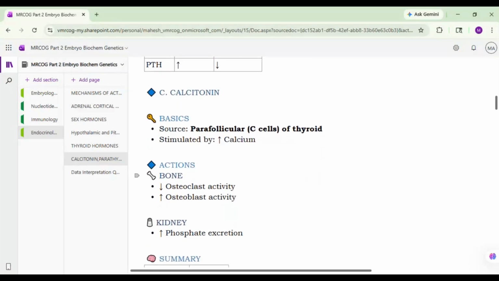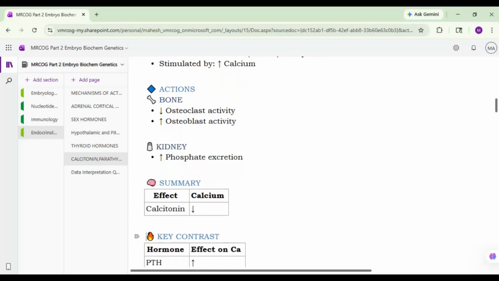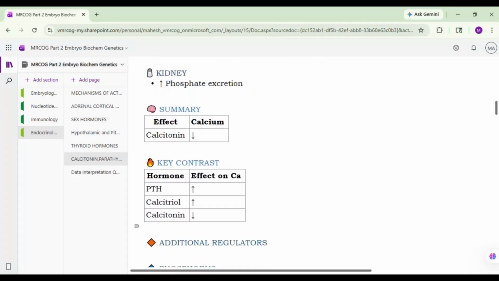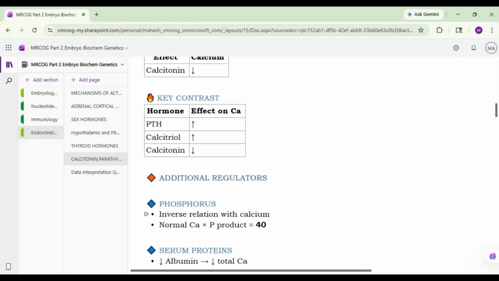Okay, so what is the action of this calcitonin? It will act on the bone, it will reduce the osteoclast activity, and it will increase the osteoblast activity. Okay, in the kidney it will increase the phosphate excretion. So in summary, calcitonin will decrease the calcium. Okay, so the key hormones controlling calcium metabolism: parathyroid will increase the calcium, calcitriol will increase the calcium, and calcitonin will decrease the calcium.